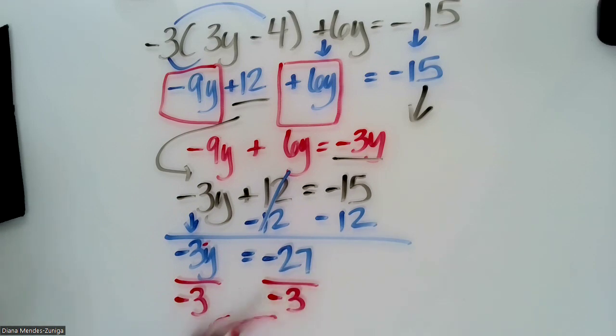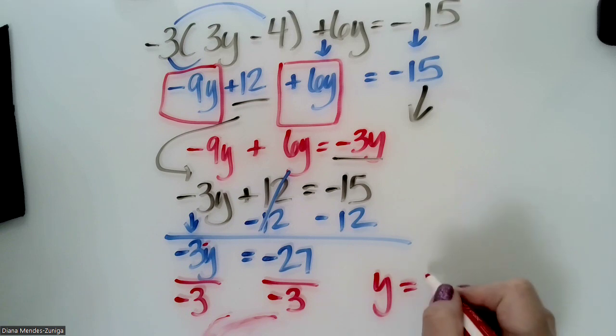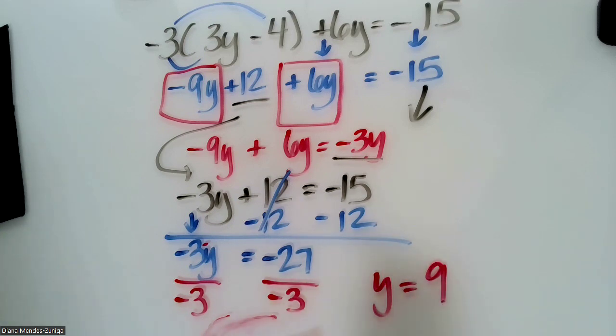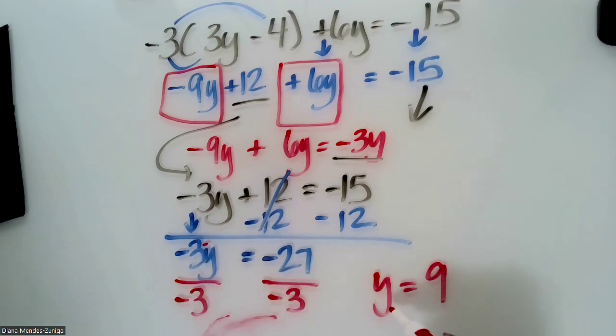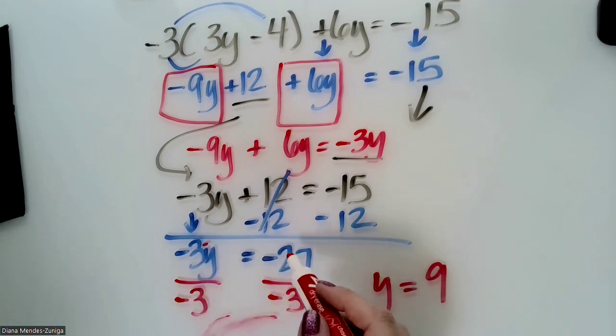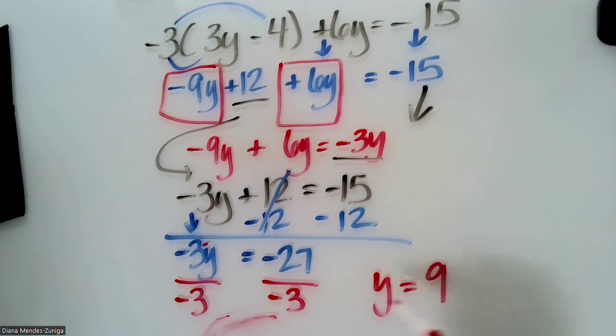Let me write this over here. Y equals 9, okay? And that's because negative 3 divided by negative 3 leaves you with the y. And your negative 27 divided by negative 3 leaves you with 9. So our answer for that one is y equals 9. Okay, so that is solving multi-step equations. I'm going to go into some more difficult ones in the next video, but hopefully this helps you with this section.